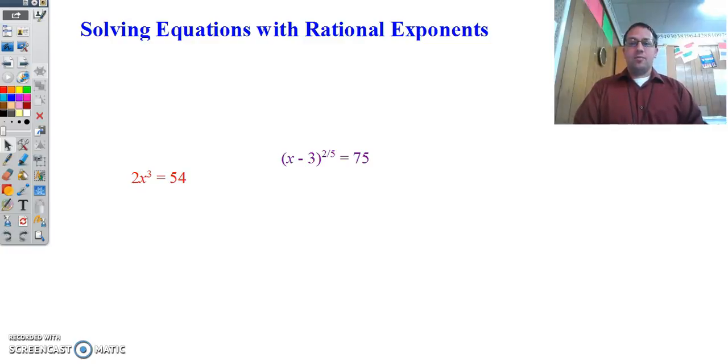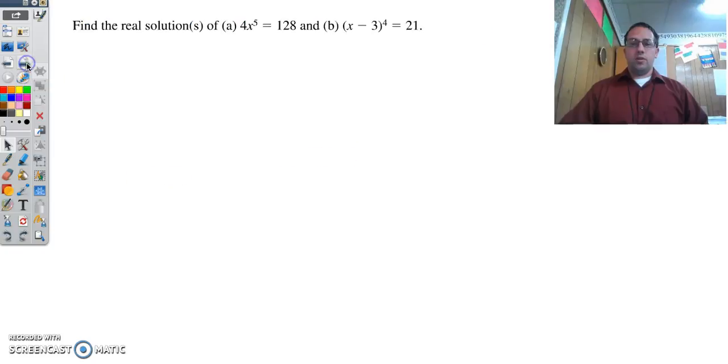Hello class, today what we're going to talk about is solving equations with rational exponents. So this is equations like 2x cubed equals 54, or (x minus 3) to the 2/5 equals 75, things like that. Alright, so let's just jump on in here. We need to find the real solutions of these two equations.